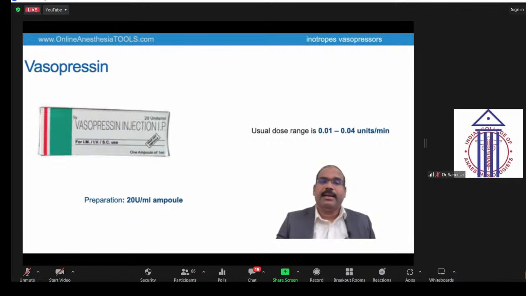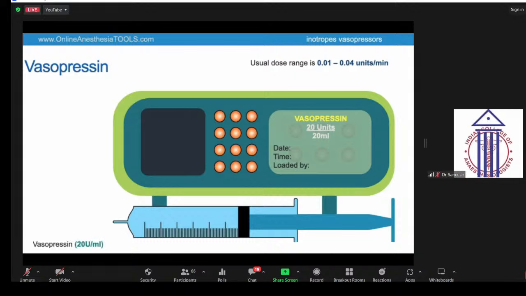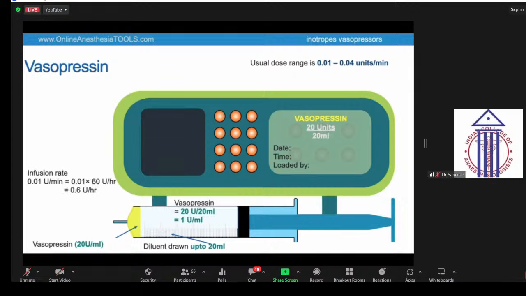The preparation available is a 20 units per ml ampule. Again, you can dilute in a 20 ml syringe. 20 units in 20 ml will make 1 unit per ml. The dose range is 0.01 to 0.04 units per minute. So you can start at 0.6 units per hour. Maybe you can go by multiples of 0.6, like 1.2, 1.8, and 2.4 units per hour.